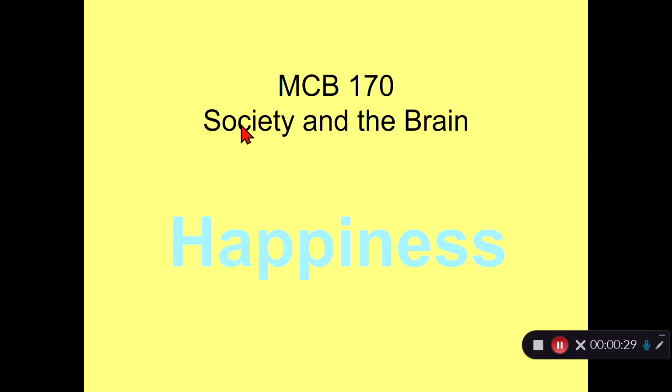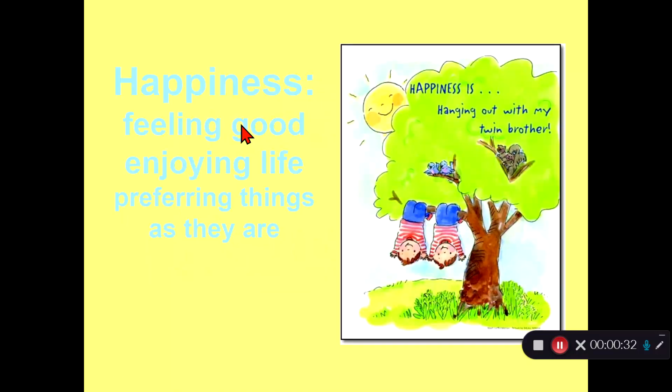What exactly is happiness? Well, you could say that happiness is feeling good, enjoying life, and preferring things as they are. This is like the contentment definition of happiness. It turns out that happiness researchers are divided concerning exactly what happiness is. Most happiness researchers believe that happiness has more than one component, that it's not a single thing. And the consensus seems to be that happiness has two components, pleasure and satisfaction.